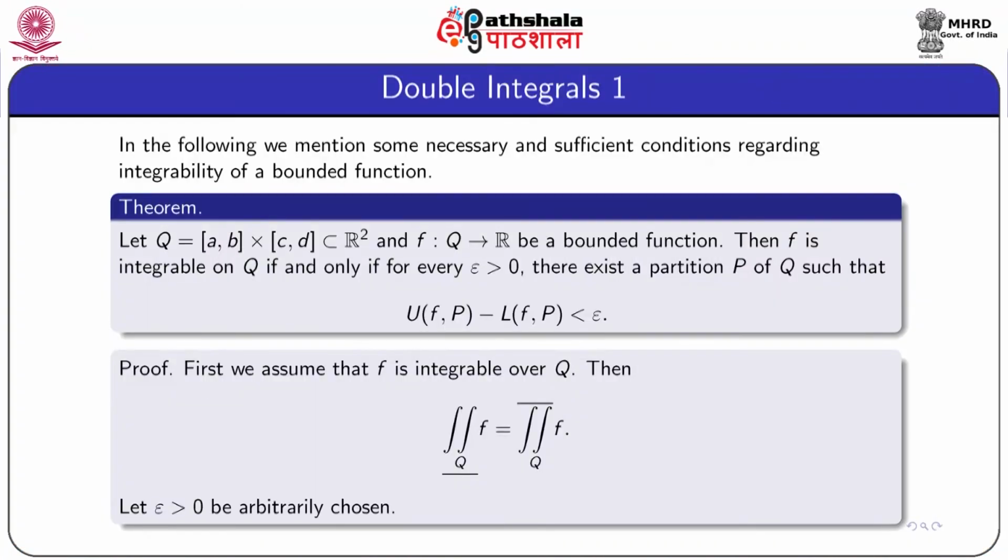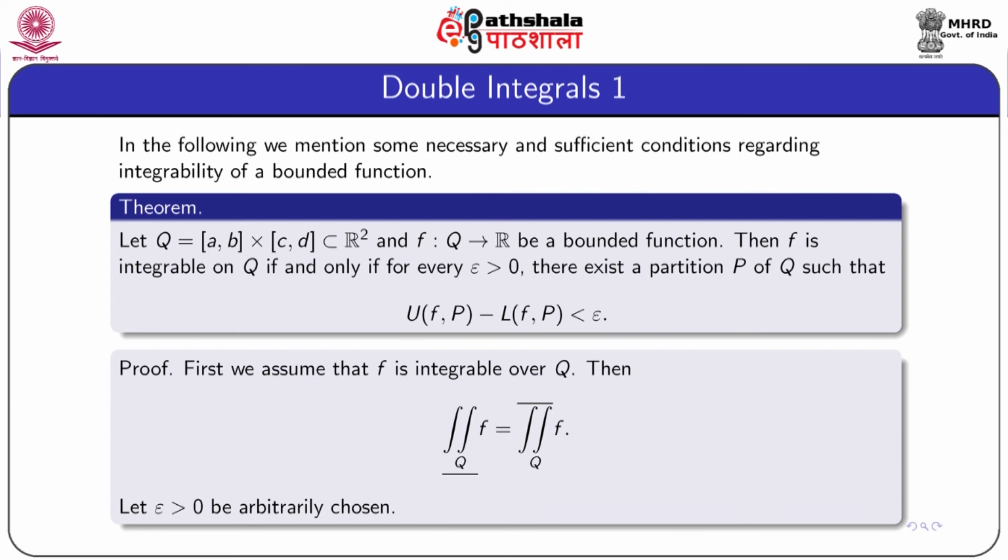So, we introduced the concept of double integral for a scalar field defined over a rectangle. Now, we shall shift to the integrability conditions. Theorem: let Q = [A,B] × [C,D] subset of R², and f from Q to R be a bounded function. Then f is integrable on Q if and only if for every epsilon positive there exists a partition P of Q such that UFP minus LFP is less than epsilon.